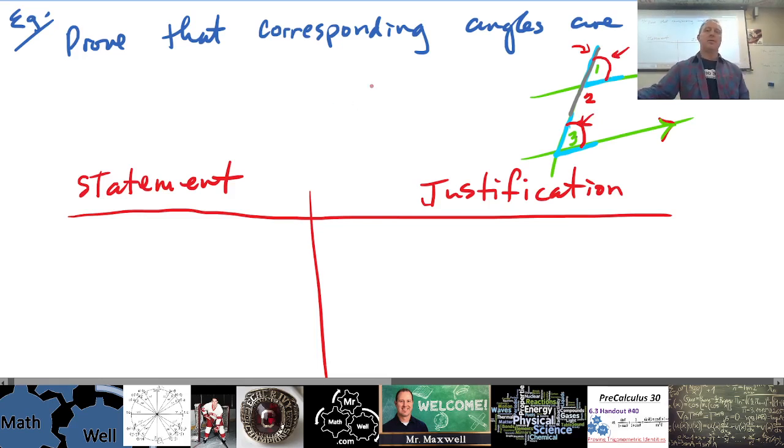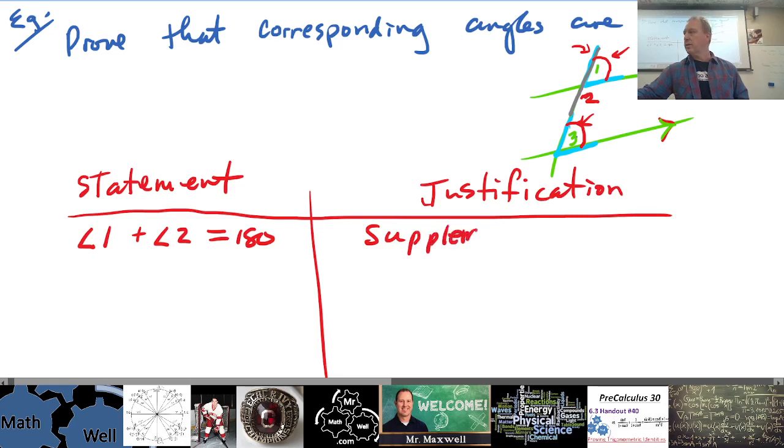Okay, so the first statement I'm going to make is a statement about angles 1 and 2. I'm going to introduce this angle right here, 2. And this should be very familiar to what we just talked about. So what can I say about angles 1 and 2? They add up to 180. Angle 1 plus angle 2 equals 180. And that's because they are supplementary. Okay, supplementary angles. Angles 1 and 2 are equal to 180 because they're supplementary.